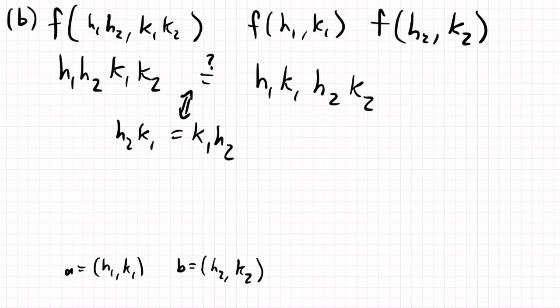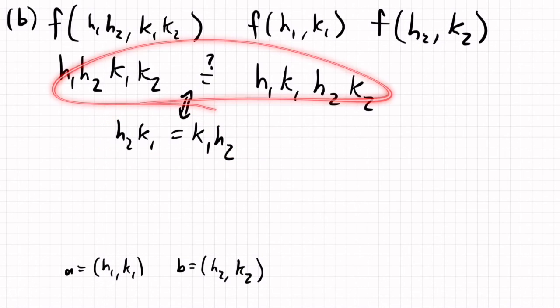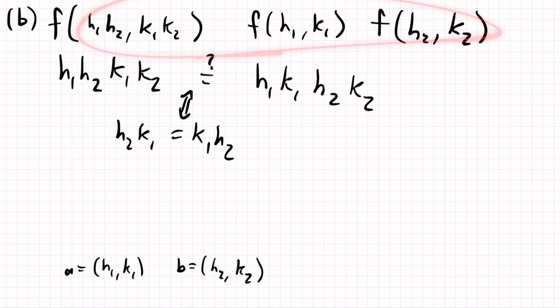And, well, here's the thing. H2 was an arbitrary element of H, and so was K1. K1 was an arbitrary element of K. So if and only if all of these things commute, then this will work, and that will be a homomorphism. So that will prove part B for us.